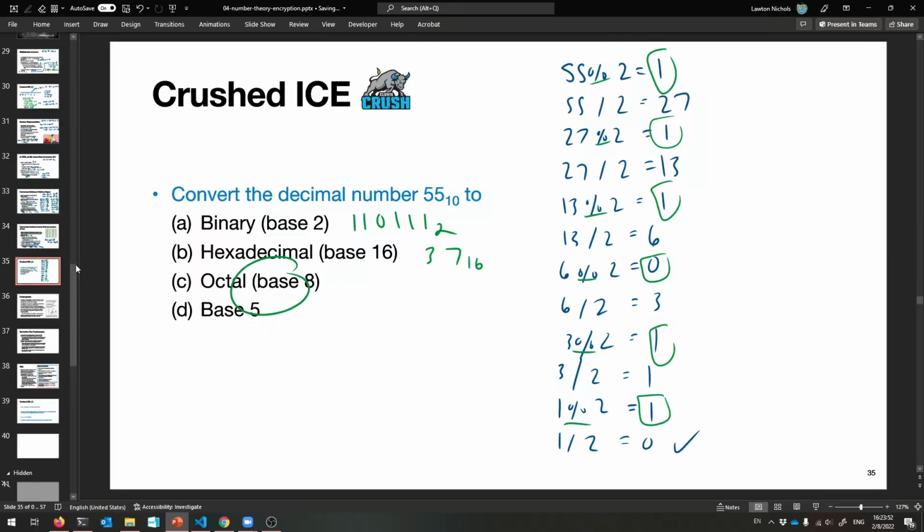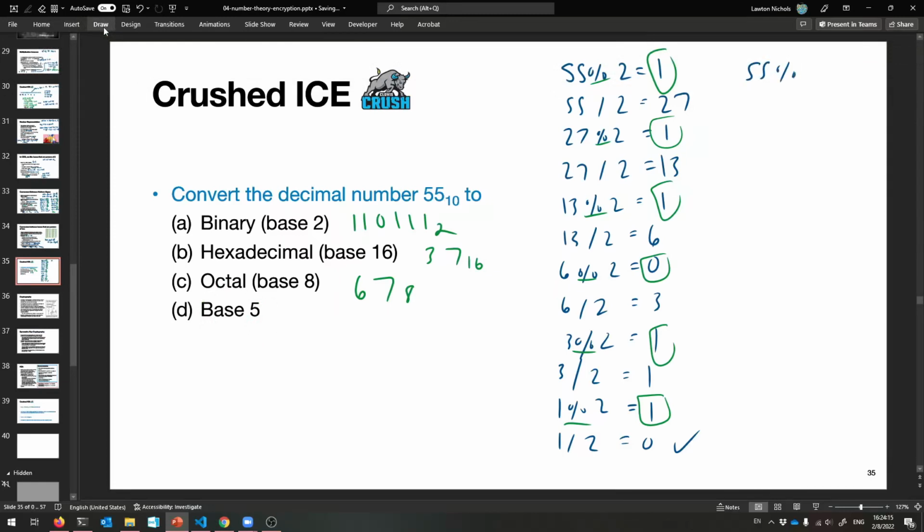And then the same works for octal. Just group them into sets of 3 digits. So this is 111, that's again 7. And this is 110, which is 6. So it's 6, 7, base 8. And then for base 5, we're going to have to do the math again, okay? Because that's not a power of 2.